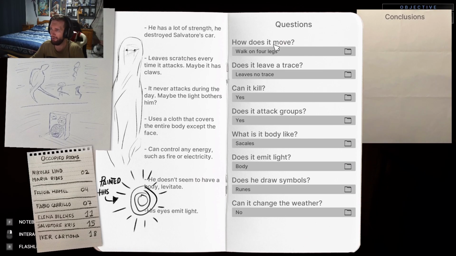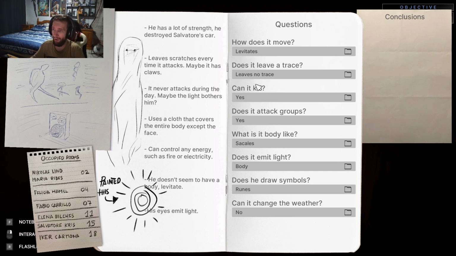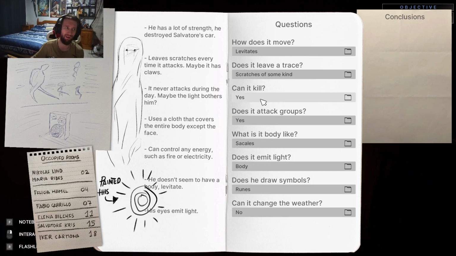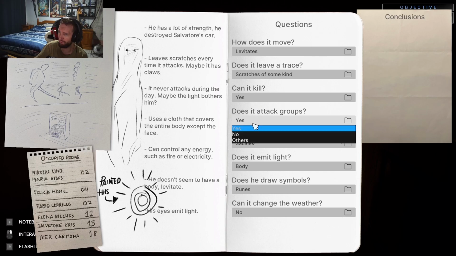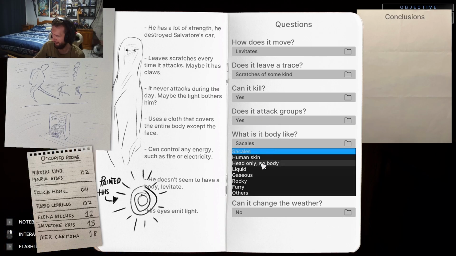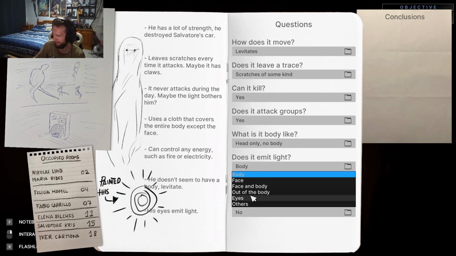Okay, how does it move? It levitates, bro. That thing was floating in the air. Does it leave a trace? Yes. Scratch marks of some kind and blood all over the floor. Can it kill? Yes. Does it attack in a group? Yes. What does its body look like? Its head only? No body? Does it emit light?